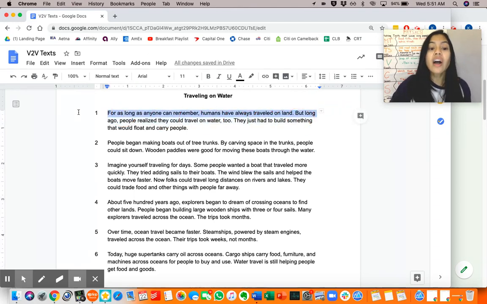For as long as anyone can remember, humans have always traveled on land. But long ago, people realized they could travel on water too. They just had to build something that would float and carry people.